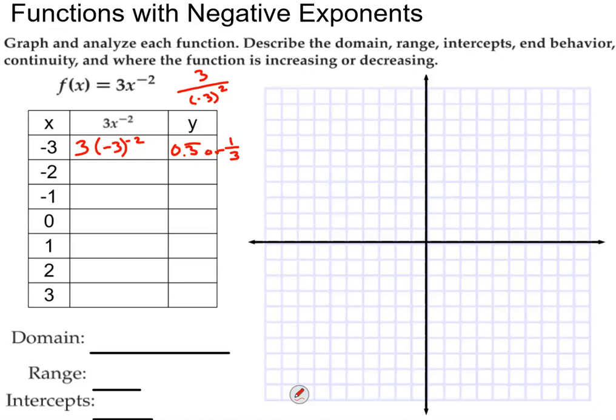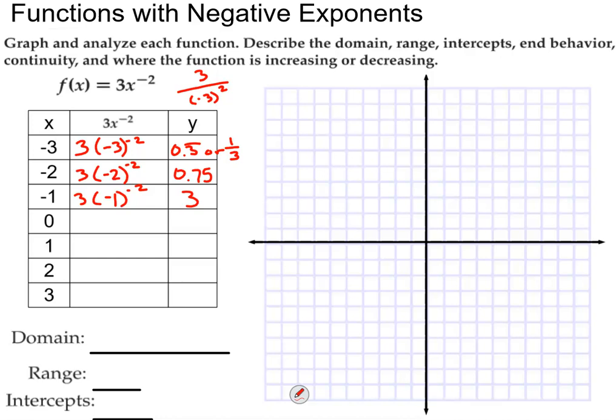I mean, really, if you use your calculator to plug in with these negative values and using parentheses properly, you'll get it just fine. So once we plug in negative 2, it'd be 0.75. We plug in negative 1. That would be up to 3 because 1 squared would be 1, and then we're just doing 3 divided by 1, so we get 3.